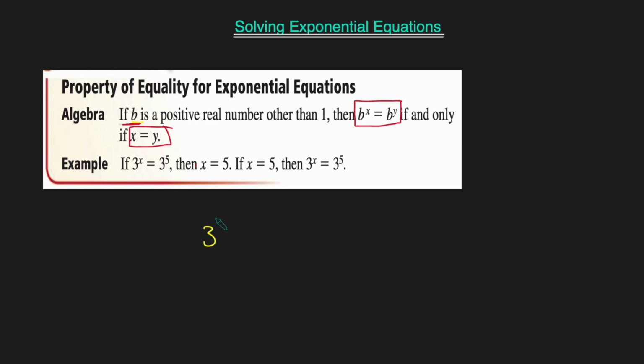If we have 3 to the x is equal to 3 to the 5, if the bases are the same, then the tops will equal each other. We can say that x is equal to 5.